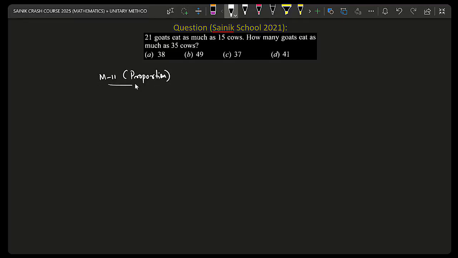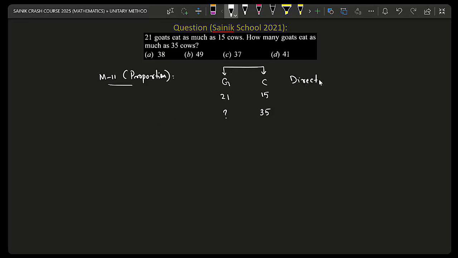Okay, in proportion method, let us write the columns. I'll write the number of goats here and I'll write the number of cows here. 21 goats eat as much as 15 cows. How many goats eat as much as 35 cows? Okay, identify the relationship between these two columns, number of goats and number of cows. They are in direct proportion or inverse proportion. Sir, if number of goats increase, number of cows will increase or decrease? Increase. That means increase is leading to increase. That means same similar type of change. So that we call it direct proportion.